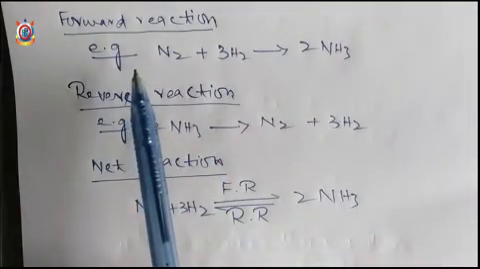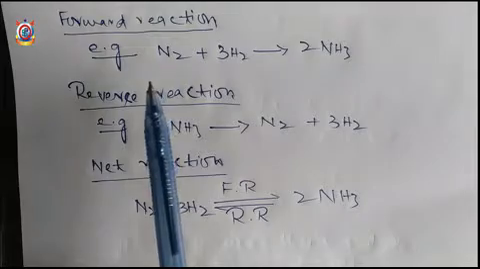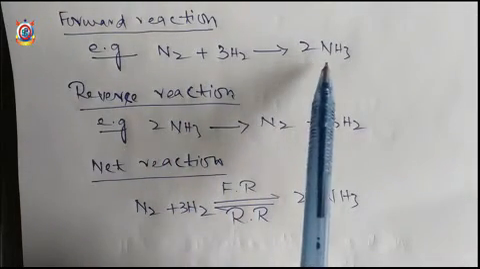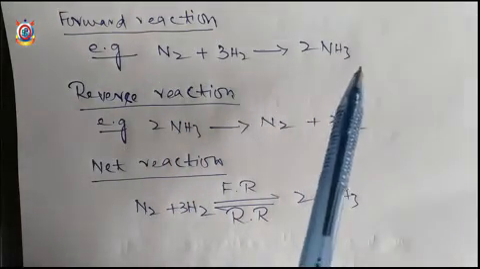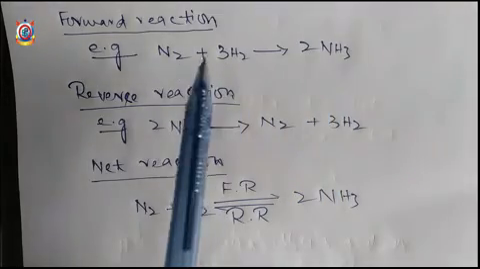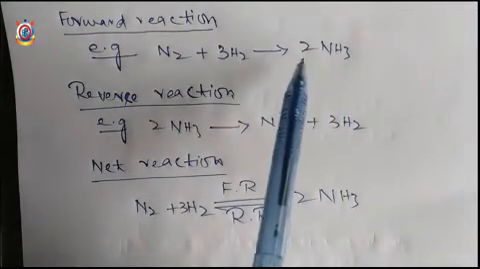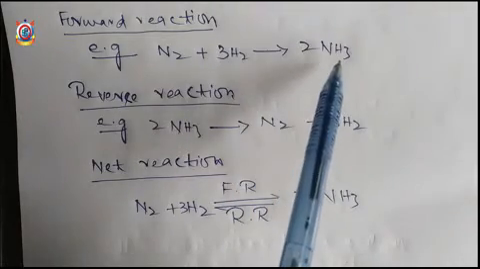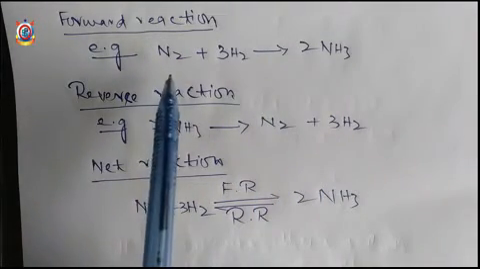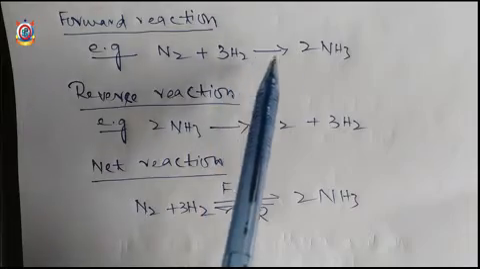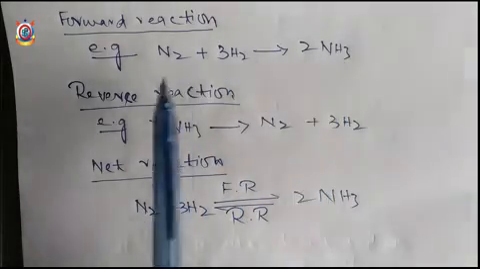Forward reaction may be defined as the conversion of a reactant into product per unit time. It may also be defined as the rate of chemical reaction taking place in the forward direction. For example, the formation of ammonia gas. It is formed by the reaction of nitrogen and hydrogen gas, which is directed toward the products.